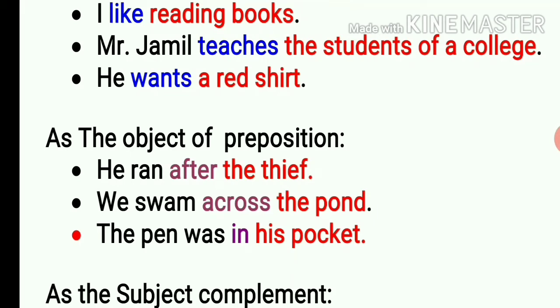Then the second example, he swims across the pond. Here the pond is a noun phrase and across is the preposition. And this noun phrase serves as the object of the preposition across. And the third example, the pen was in his pocket. Here, his pocket is a noun phrase and in is a preposition. And this noun phrase here is the object of the preposition in. Okay, fine.